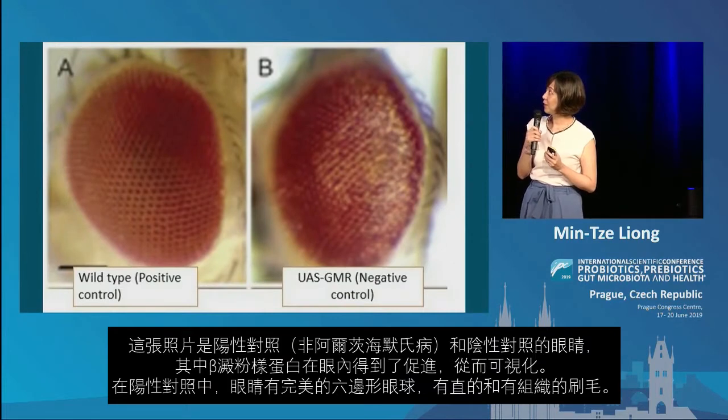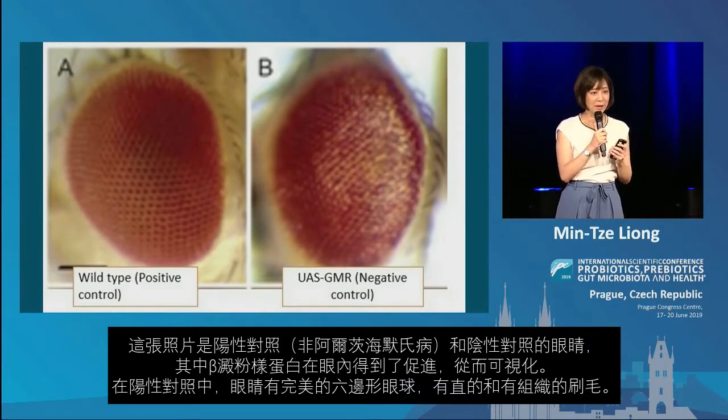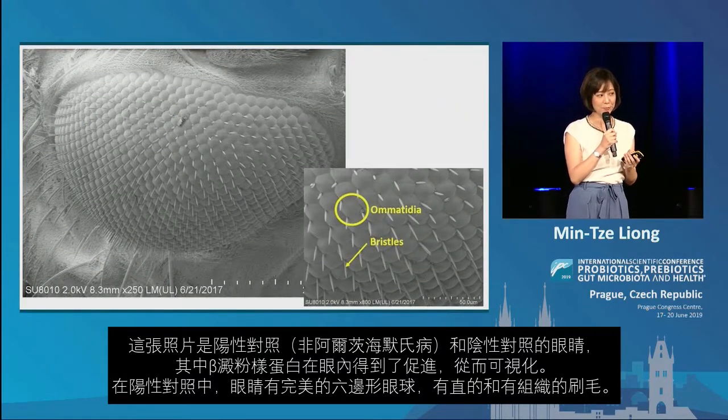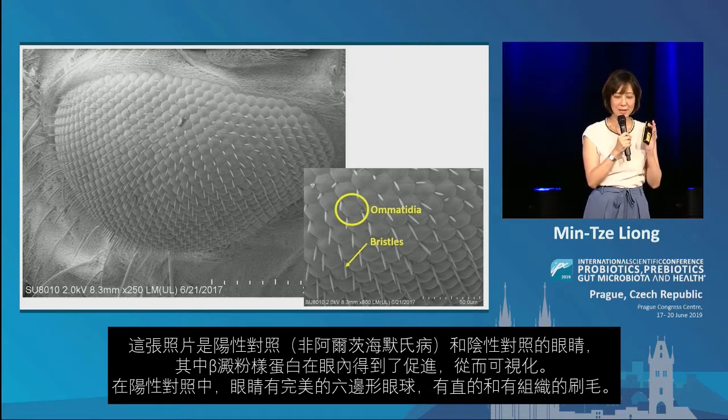Now, this is a very nice photo of the eye, the positive control, and the eyes of what we call the negative control, with amyloid beta promoted in the eyes for visualization. This is the positive control. So in fruit flies' eyes, normally they look rather perfect, hexagonal ommatidia. They look round, but they're not round, they're hexagonal. And out of those hexagonal, there are bristles, and they're also pretty straight and organized.